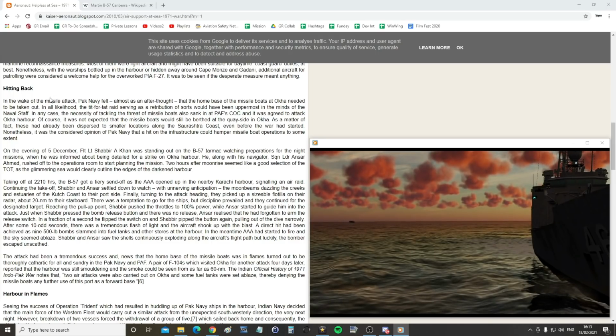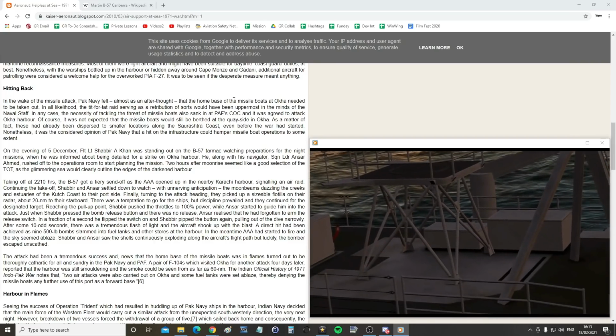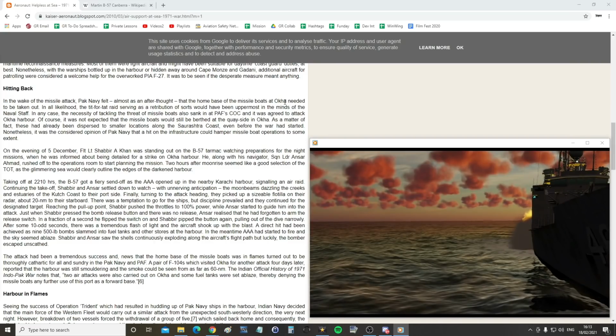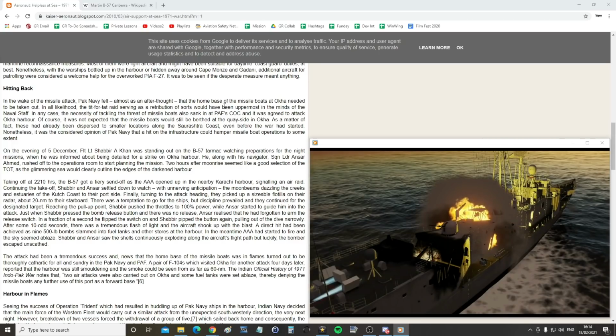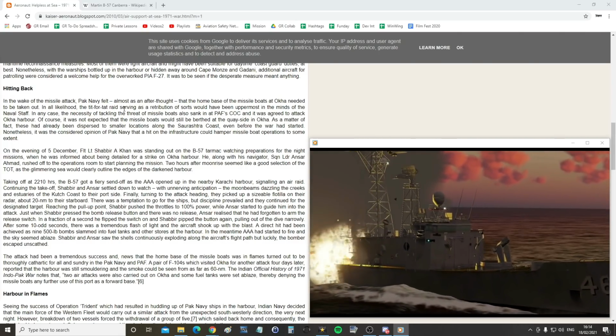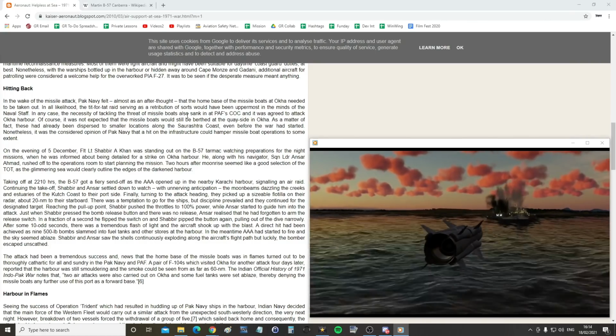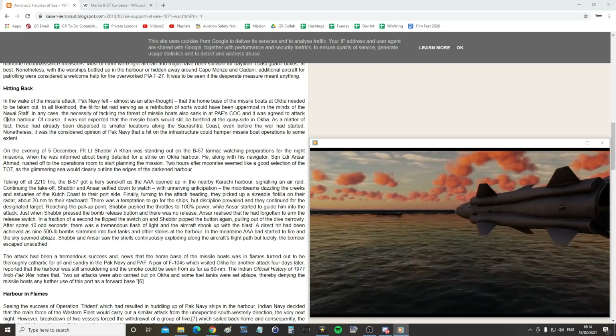In the wake of the missile attack, the Pakistan Navy felt almost as an afterthought that the home base of the missile boats at Okha needed to be taken out. In all likelihood, the tit-for-tat raid serving as a retribution of sorts would have been uppermost in the minds of the naval staff. In any case, the necessity of tackling the threat of the missile boats also sank in at the PAF COC, and it was agreed to attack Okha Harbour.